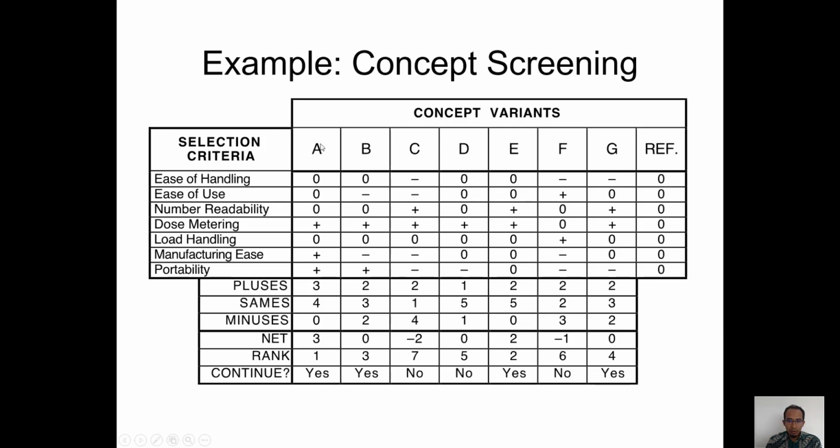So for example, the concept A here, in terms of ease of handling, ease of use, and number readability, it's almost more or less the same with the reference. So we put 0 in all these 3 criteria, but in dose metering it's better, in dose handling it's almost the same, manufacturing and portability it is plus. So we have 3 pluses, we have 4 sames or 0, we have 0 minus.